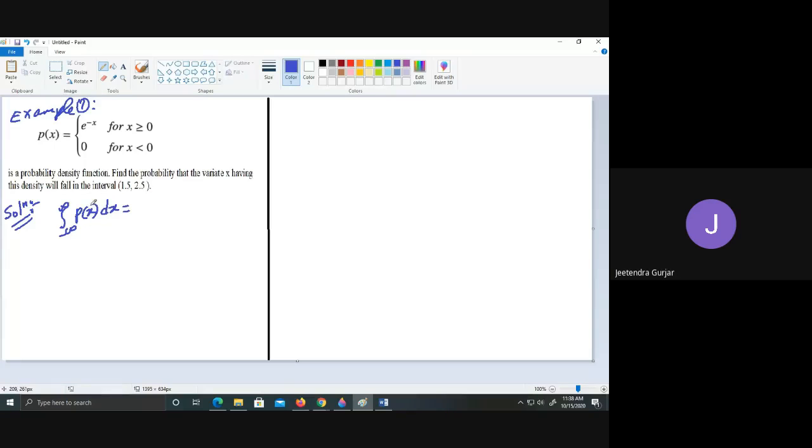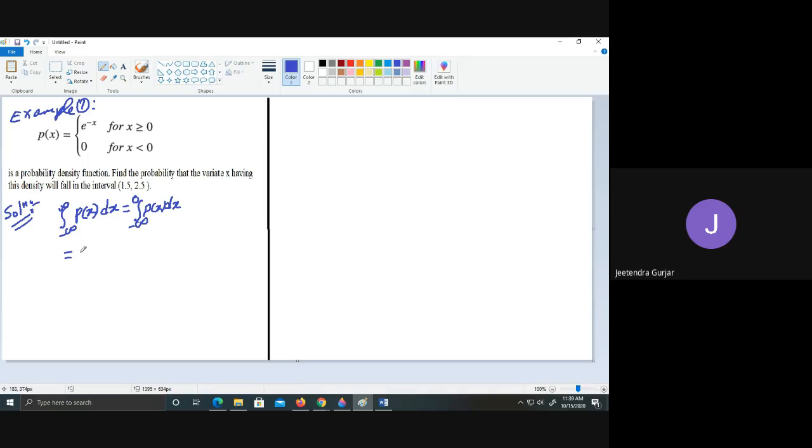Now, I have already told you that you are going to split this function. First, I'm going to take the integration from minus infinity to 0. Can you tell me why it is 0? Because they have given here that it is 0 to infinity. Therefore, I have taken the integration from minus infinity to 0, and I will keep this function p of x as it is, dx.